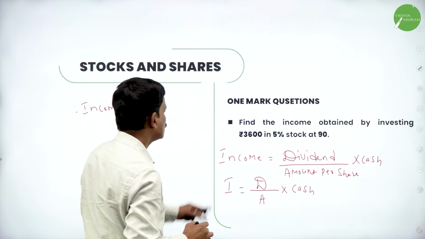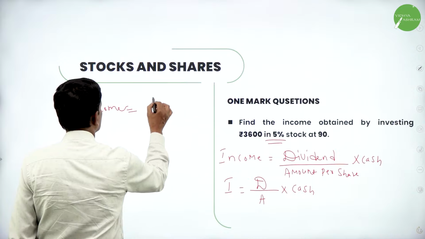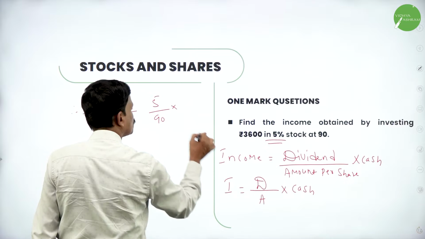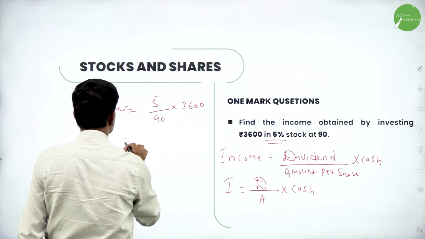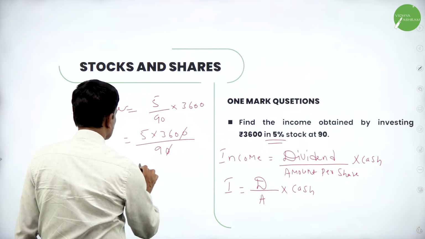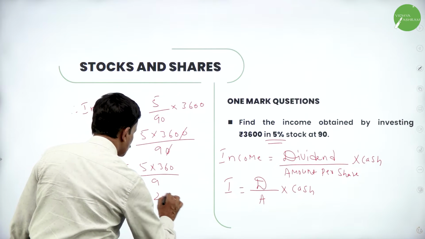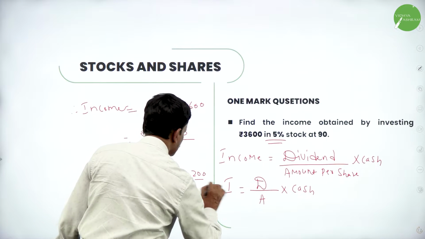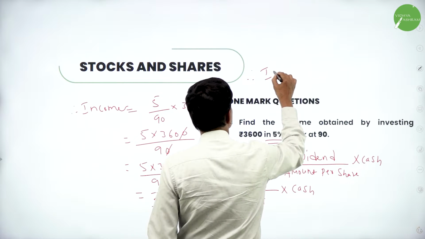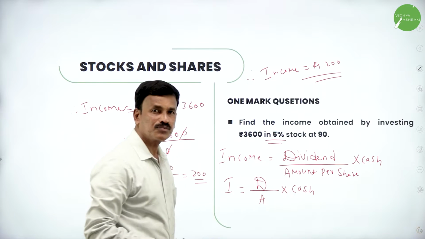Therefore the income is equal to dividend. Dividend is 5%, that is 5, so income is equal to 5 divided by the amount per share, which is 90, into cash, which is 3,600. So this is 5 into 3,600 divided by 90. So this is 5 into 360 divided by 9. If you multiply, you will get 200. That's it. So therefore the income is equal to rupees 200. Very simple problem.